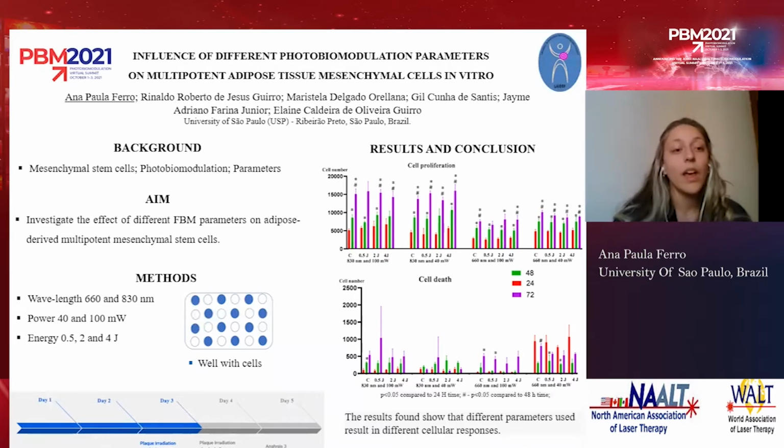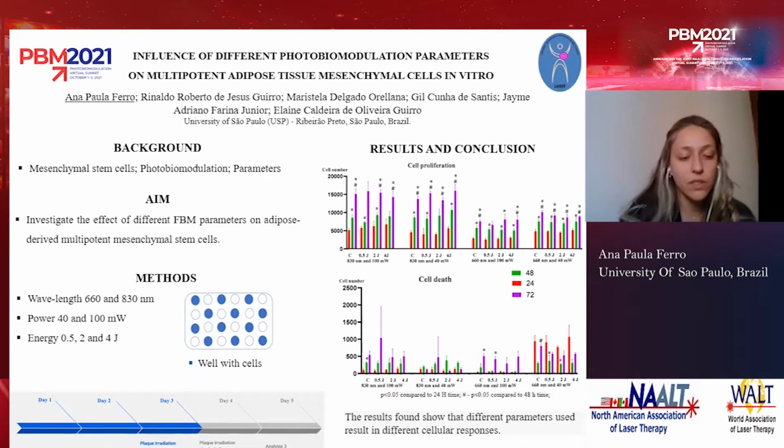The study methods consist of irradiation of mesenchymal stem cells with a wavelength of 660 and 830 nanometers, power of 40 and 100 milliwatts, and energy of 0.5 to 4 joules. In the image of the poster, the wells containing cells were interspersed with empty wells because we need to prevent the light from interfering with the other wells.